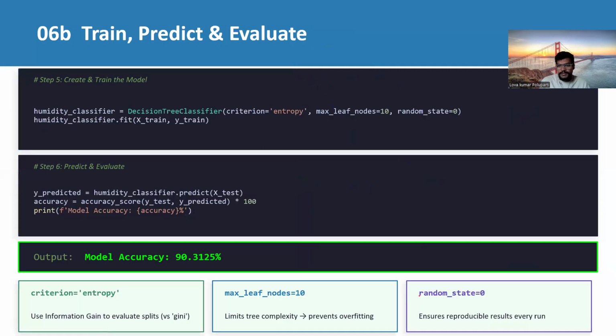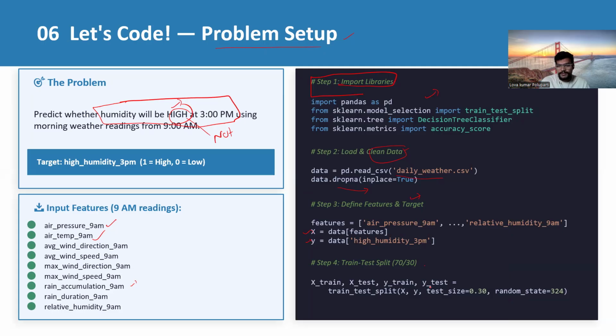On the X and Y, the test size I have considered is 30% of the data for testing, and the 70% is for training.